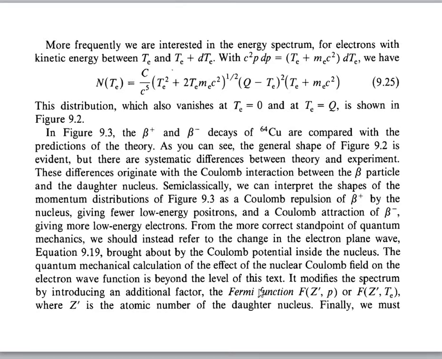Fermi tried to correct this by adding a function known as the Fermi function, given by F(Z', p), a function of Z' and T, where Z' is the atomic number of the daughter nucleus. So this function has a nuclear charge dependence, that is, it will take care of the Coulombic interaction between the daughter nucleus and the electron or positron.